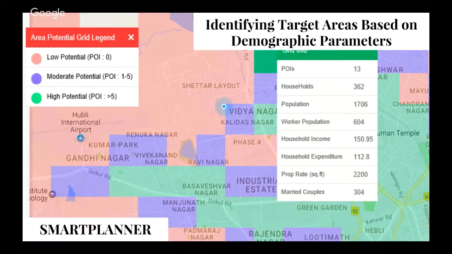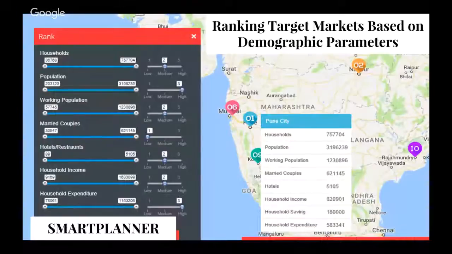On the niche product screen, where you see this, we have the option of creating a ranking. On the left hand side, you see there are multiple parameters: household, population, working population, married couple, and so on, and then you can give them weightage.